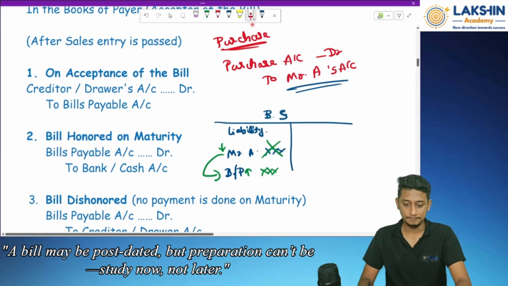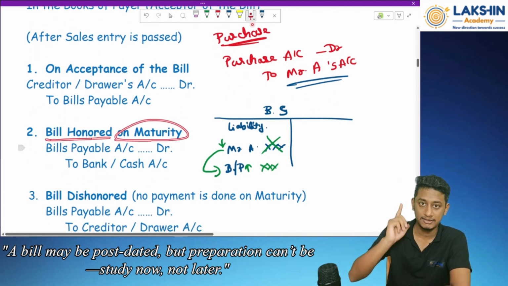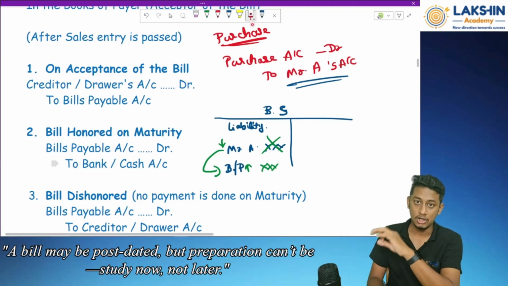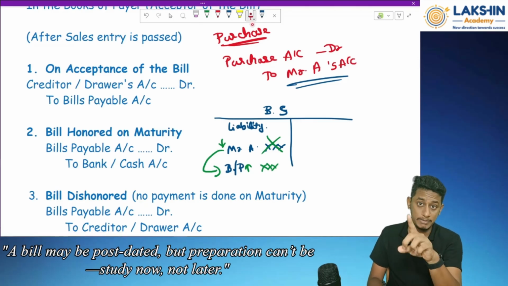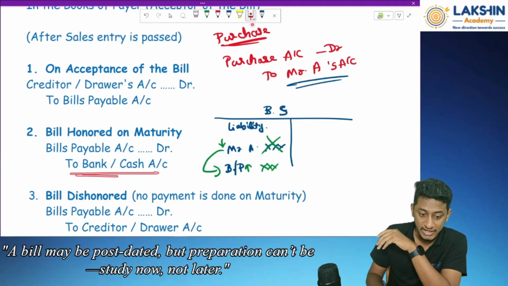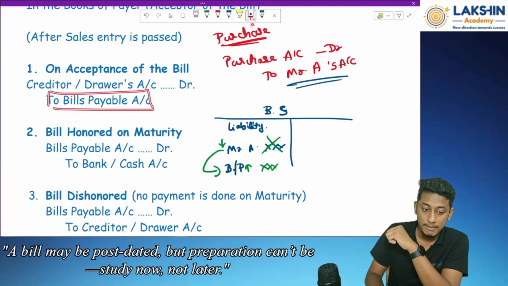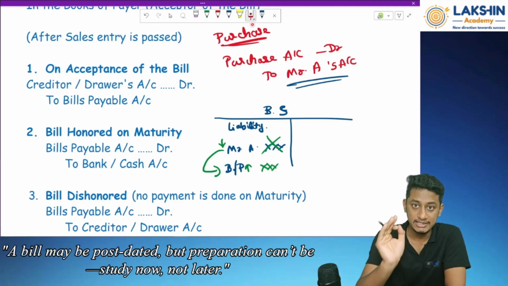Then going ahead, let's say the bill is honored at maturity. Same as the previous case, whenever the bill is honored, Mr. B will make the payment. So whenever the payment is made, I will credit the cash or bank account depending on the case. And whatever bills payable was there, is it valid now once the payment is done? Once the payment is done, is the bill valid? No.